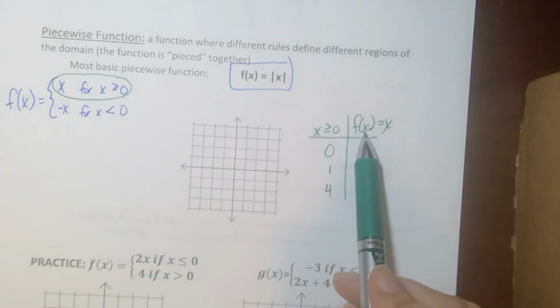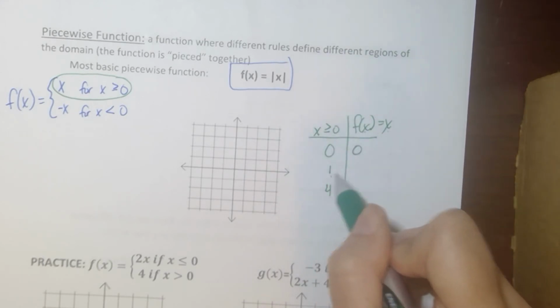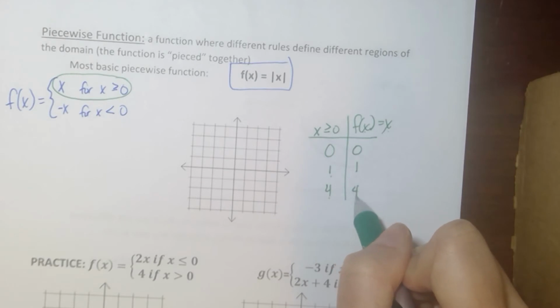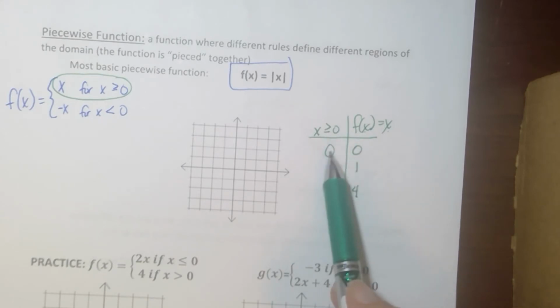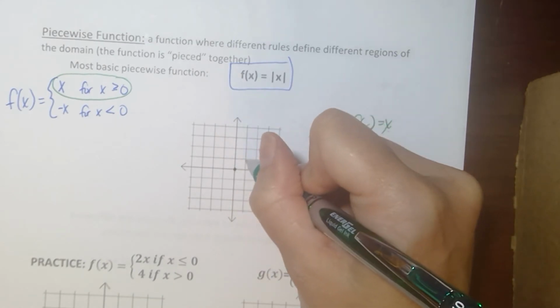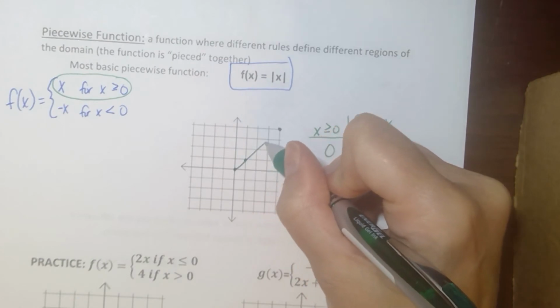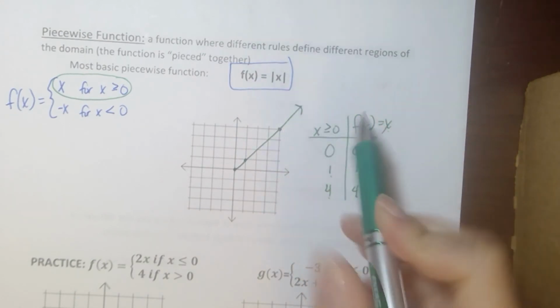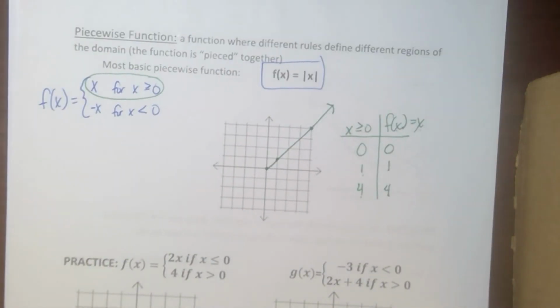And then my rule is I plug in x, I get out x. So for x is 0, y is 0. For x is 1, y is 1. For x is 4, y is 4. And it would just keep going. This is just some points for me to plot. I get to include this point because 0 is included. So I'm going to say, okay, 0, 0, I've got 1, 1, I've got 4, 4, and I know that I get to keep going because I get to have increasing x values. Now let's look at the other piece of this function.